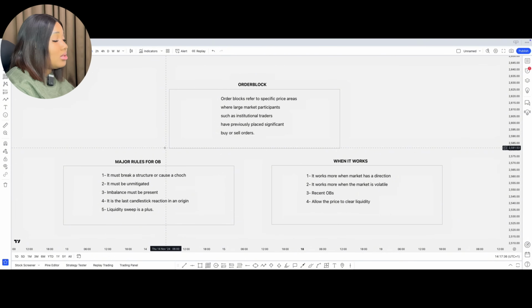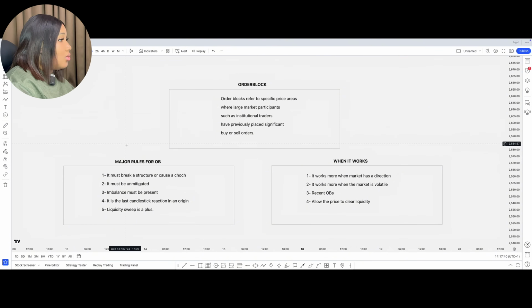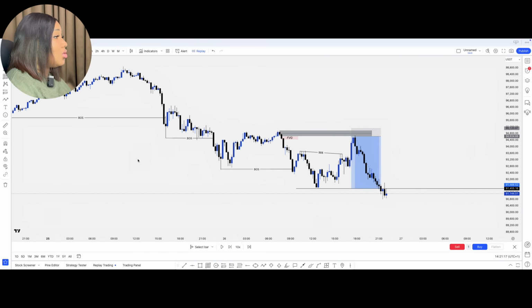If you're correct, that will be commended. But if you're not, you'll be corrected. So let's go to the chart. This is a sell I took on BTC USD.